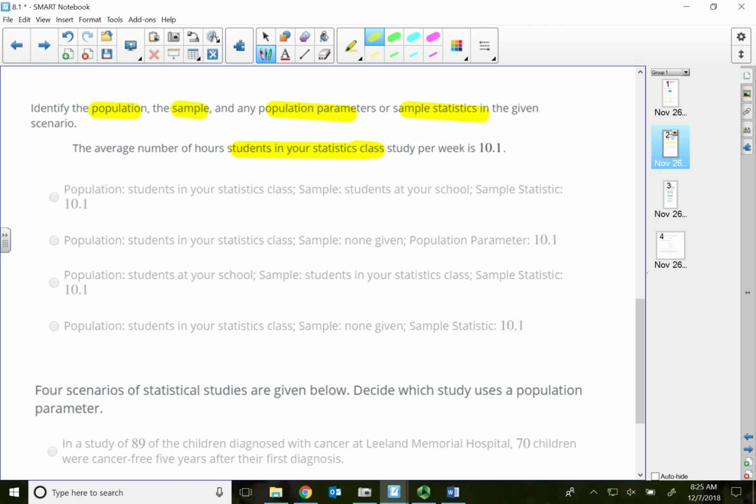What would the sample be? There's no sample at all, because this statement does not give a particular number of students within the class. If there's no sample, then there's no sample statistic. So this 10.1 has to be a population parameter, because the 10.1 refers to the students in the statistics class. So that would have to be this answer right here.